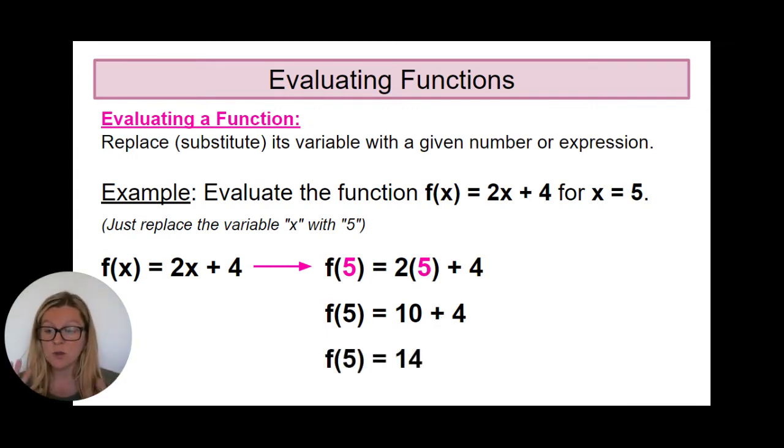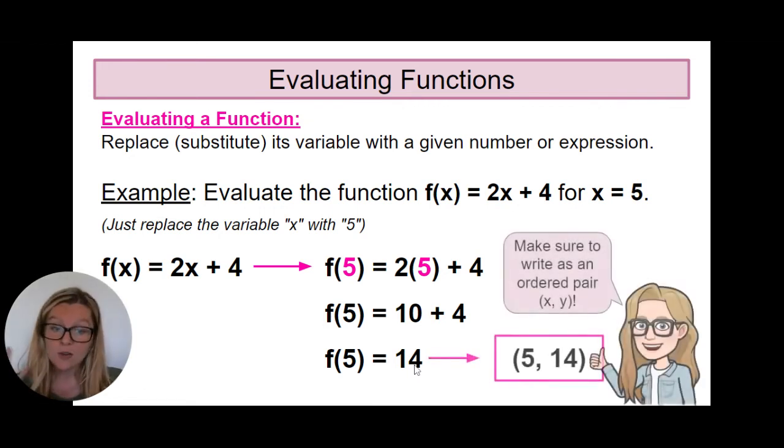And a lot of times we like to write these as ordered pairs because sometimes they're going to ask you to graph. So think about what this means. The input that we input was 5, and the output that we got was 14. So we can write it as a point. Our x value is our input. Our y value is our output. So that means when I put 5 into the function, I get out 14. So this is one way they could ask you.